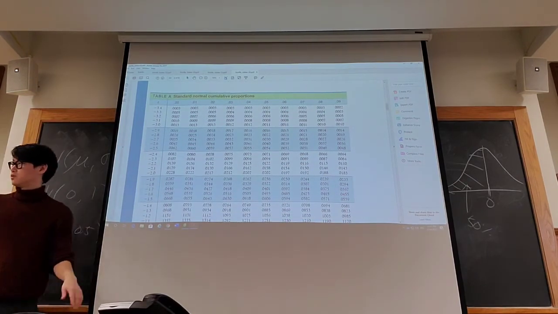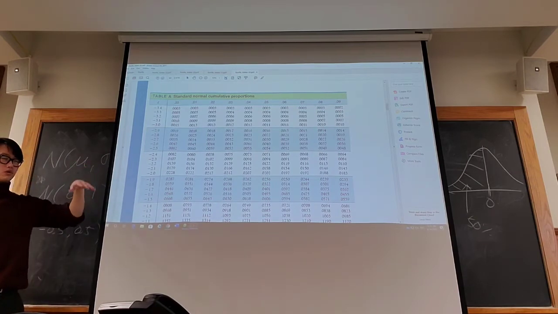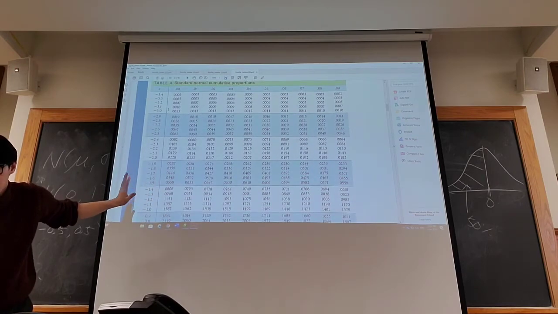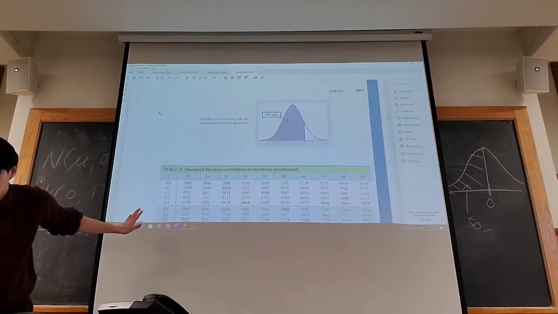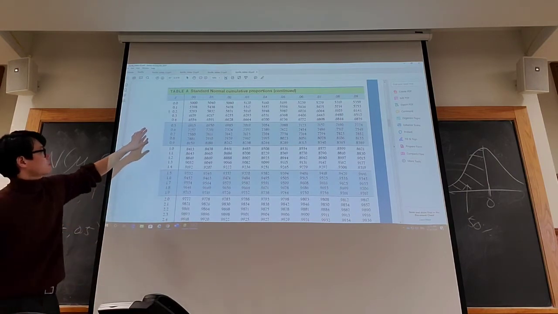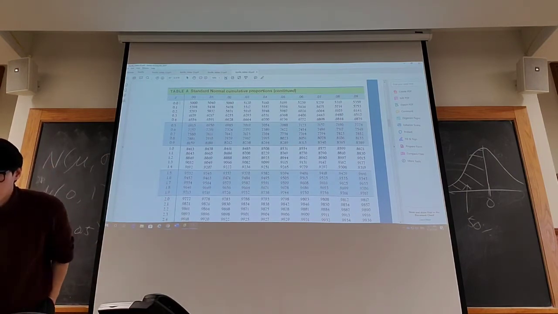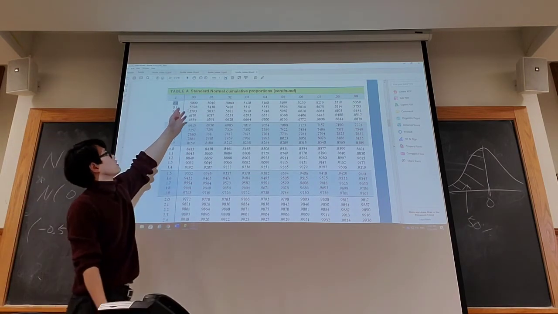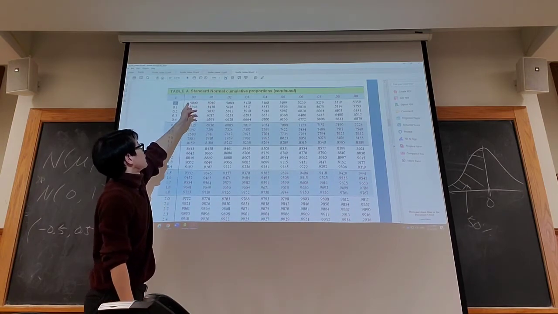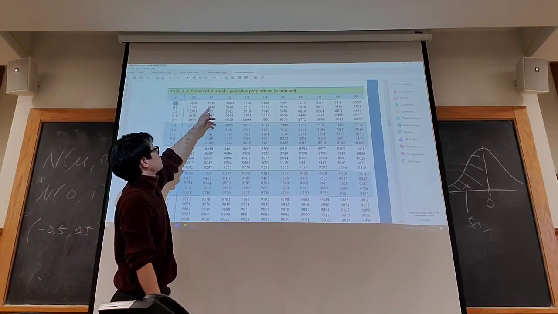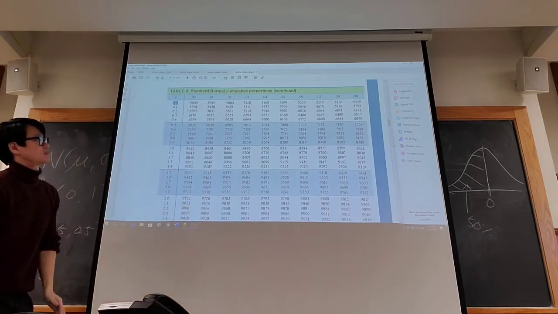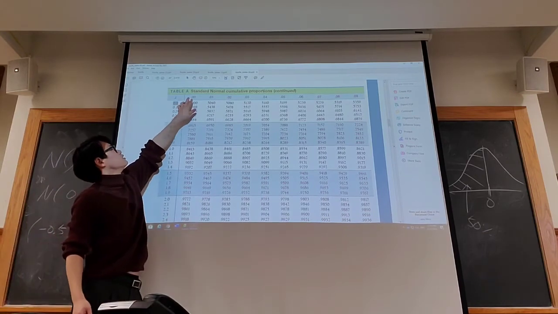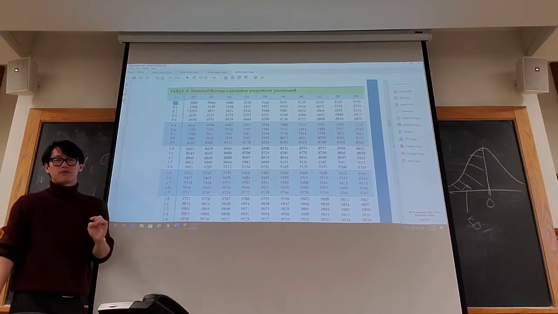And the table has the columns and rows. So the first table has the negative z value, and the second one has the positive z value. If you look at the first column, it has 0.0 there. Okay? And then the names of the columns are 0.00, 0.01, 0.02. It represents the second digit of your z-score. So 0.00 corresponds to the 0.5. Okay?